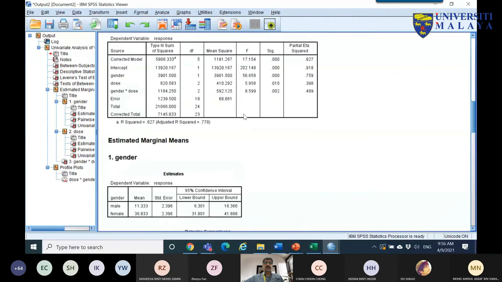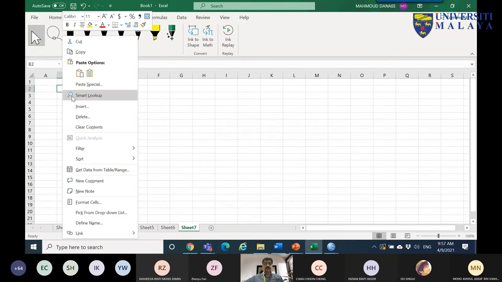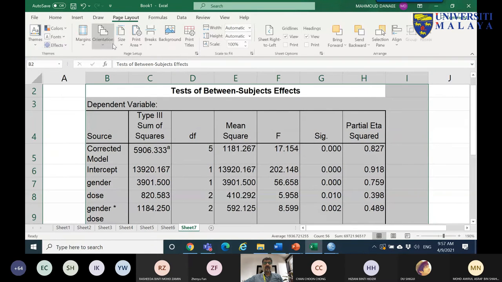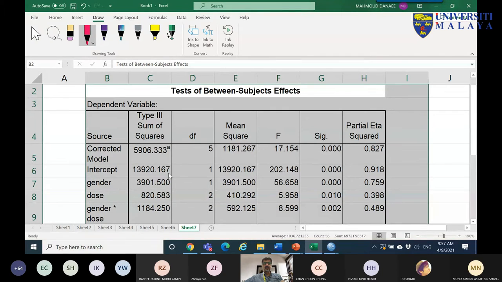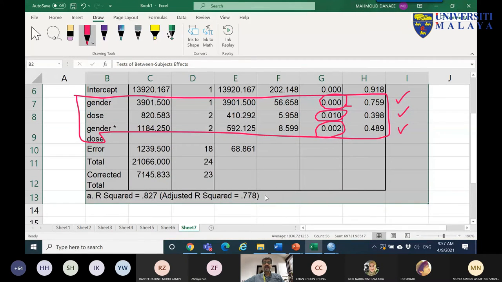So now look at the interaction. Now just look at these three effects. Are the genders different? Yes. Dose? Yes. Interaction? Yes. And the R square of the model, remember, is the goodness of fit of the model. So it means these two factors plus gender are able to explain almost 77% of changes in outcome.